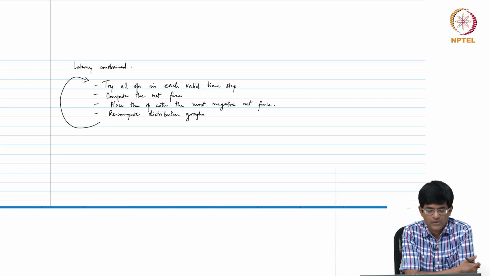Okay. So to summarize, force directed scheduling is one of the heuristics that has been applied very successfully to solve the scheduling problem. It's not the only one, but it turns out to have been very successful in practice.